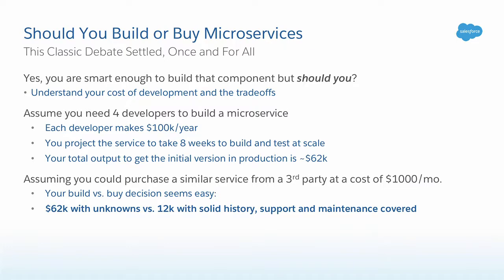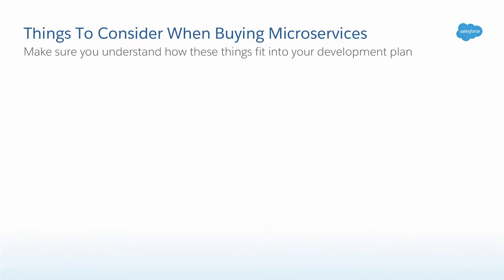You have $60,000 worth of decision of unknowns versus a $12,000 decision where you might have solid history from a company that provides the service with support and maintenance always covered. I personally will take the $12,000 risk. That's just 1 year. That's more than that.